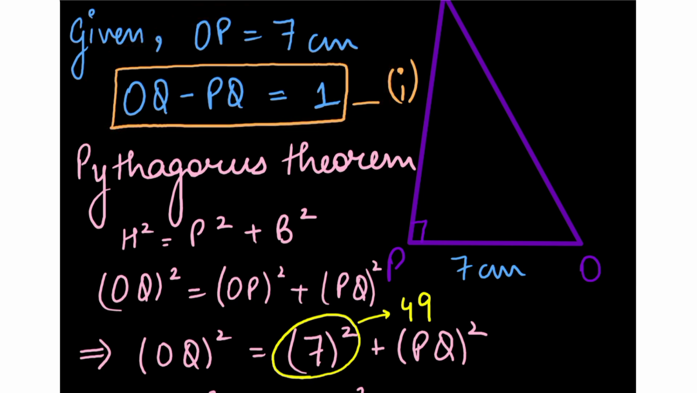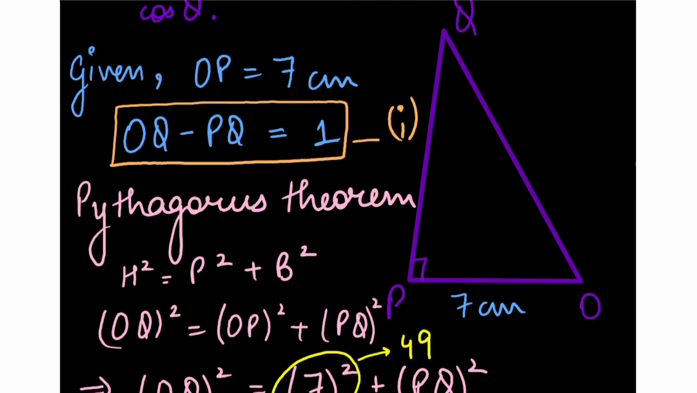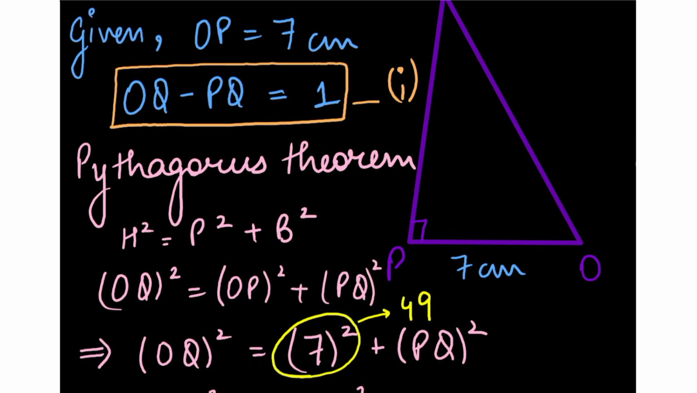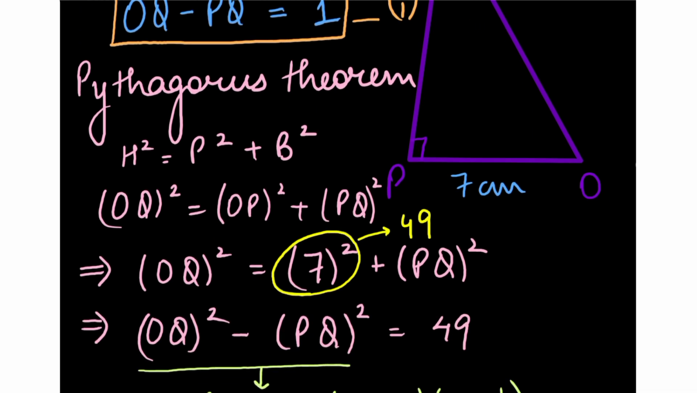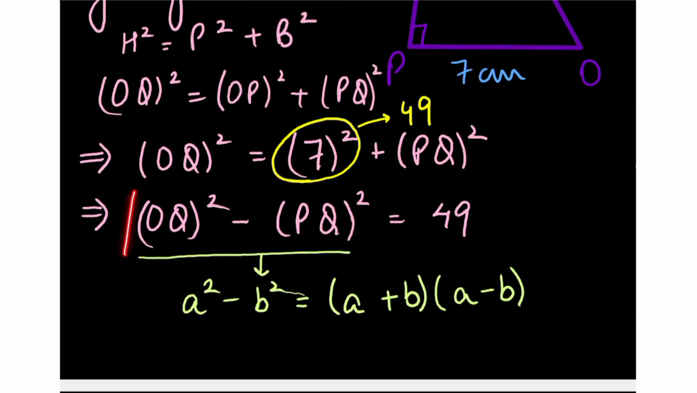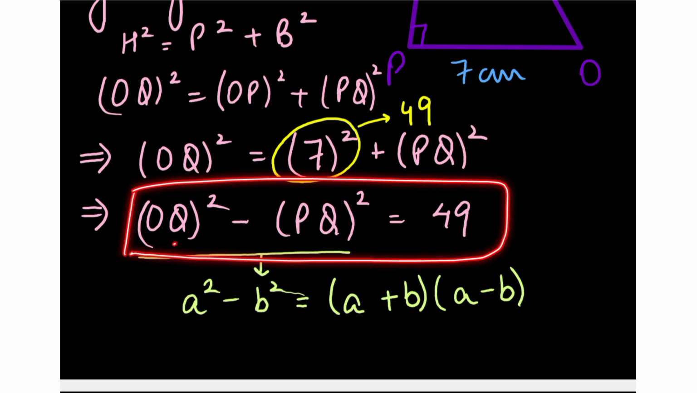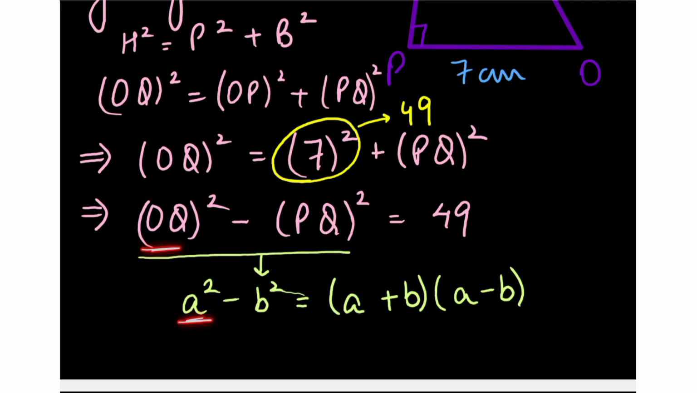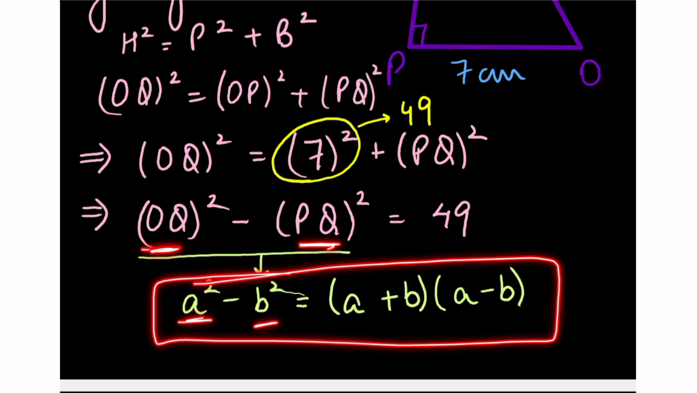So if we apply the Pythagoras theorem, hypotenuse square is equal to base square plus perpendicular square, we can say that OQ square is equal to OP square plus PQ square. So putting in the value of OP, that is 7 centimeters, and rearranging this equation, we get OQ square minus PQ square is equal to 49. Putting the value of A as OQ and PQ as B, we can apply this equation: A square minus B square is equal to A plus B into A minus B.